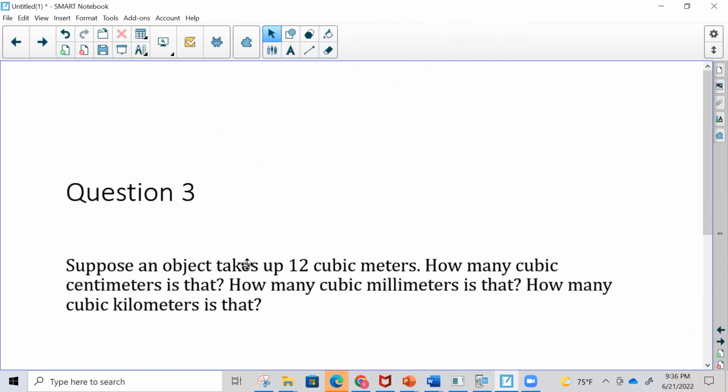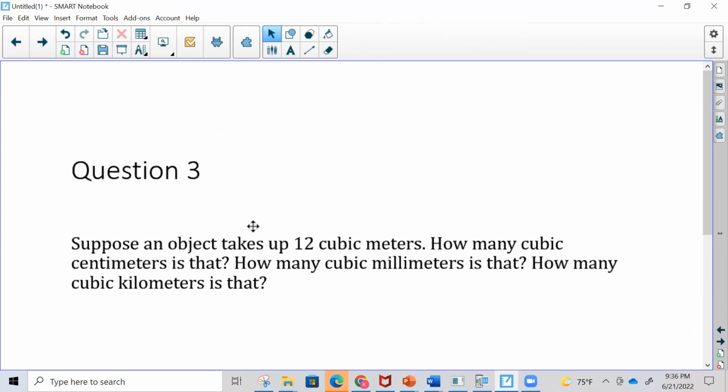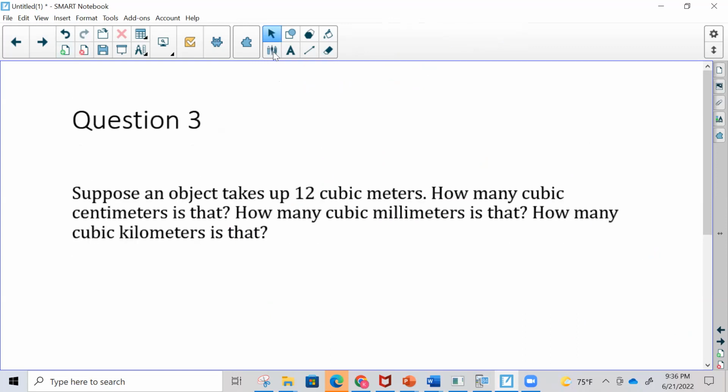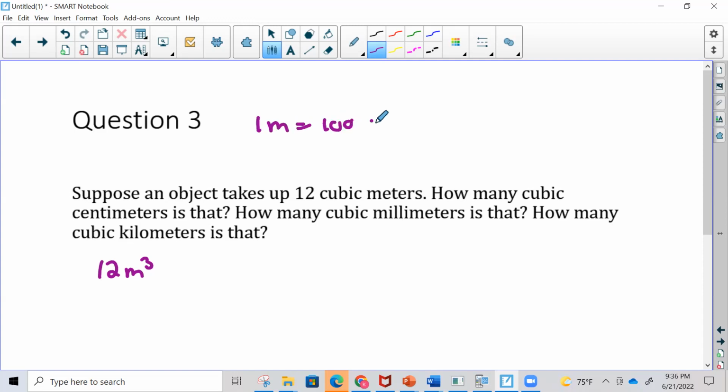Okay, so for question 3, it says, suppose an object takes up 12 cubic meters. How many cubic centimeters, how many cubic millimeters, and how many cubic kilometers? So this is similar to the 2-dimensional question on the metric units. We're going to convert it 3 times. So we have to write the conversion factors. So 1 meter is 100 centimeters. 1 meter is 1,000 millimeters. And 1,000 meters is 1 kilometer.